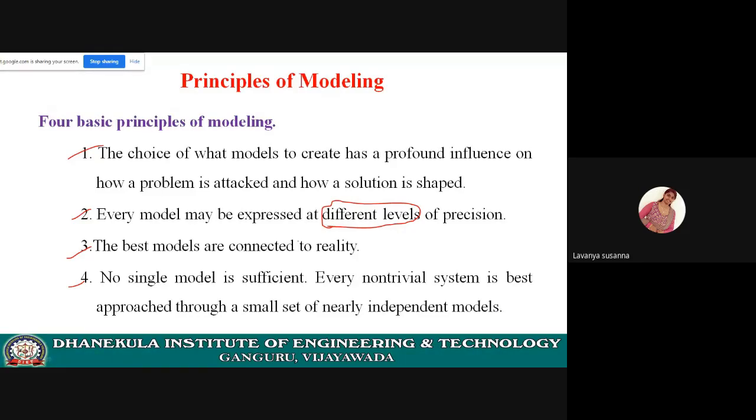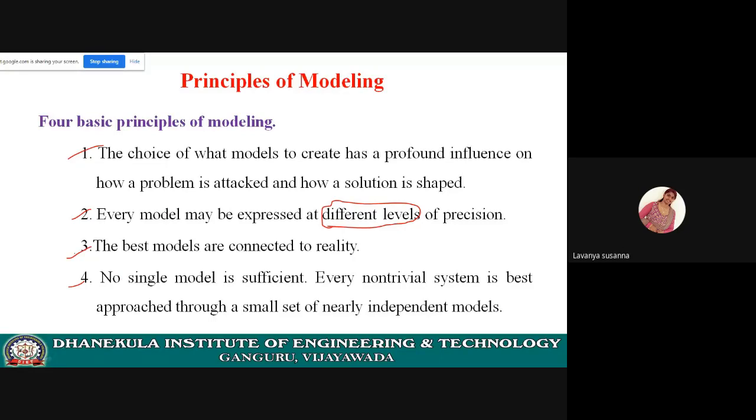Your complex system will have some hierarchy structure, different levels of abstractions. At the different levels, you need to use different models. Remember that. This is the second principle.